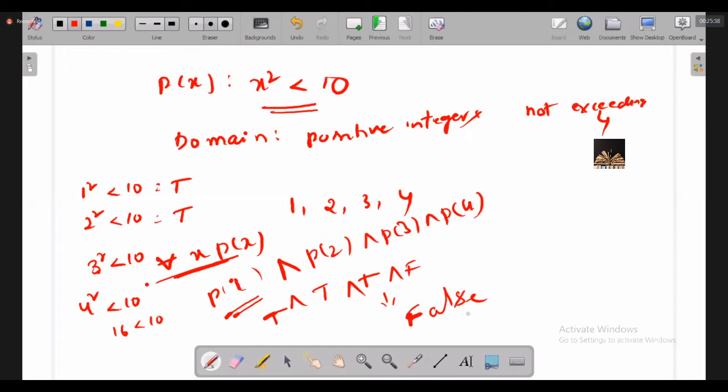Okay, note down. For all x, P of x such that x square less than 10, where the domain is positive integers not exceeding 4. It is like a conjunction. So it is not true, it is false. 16 less than 10 is false. That's why for all x, P of x is false. Note down.